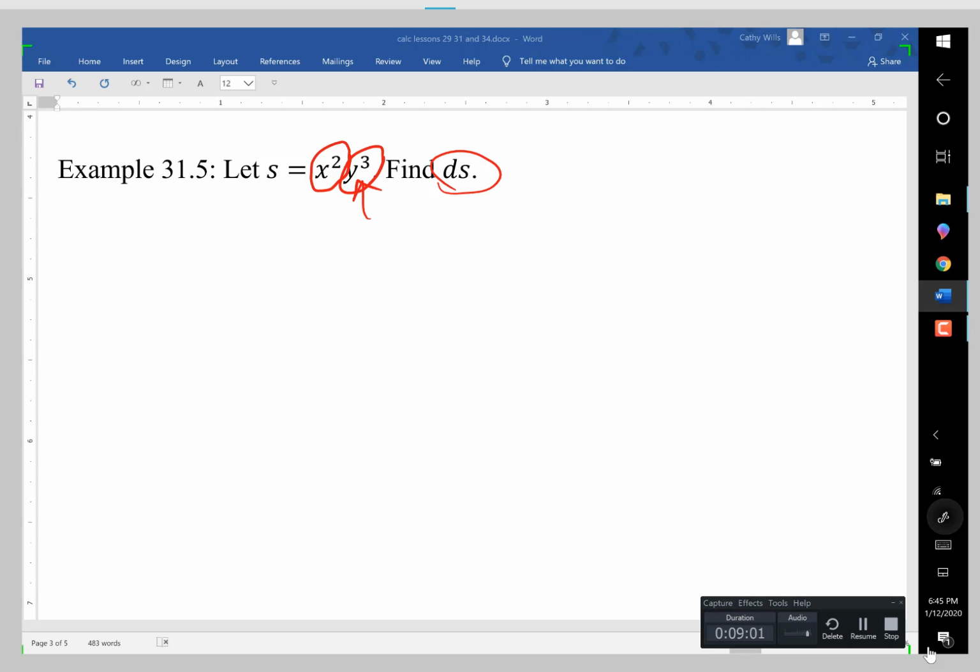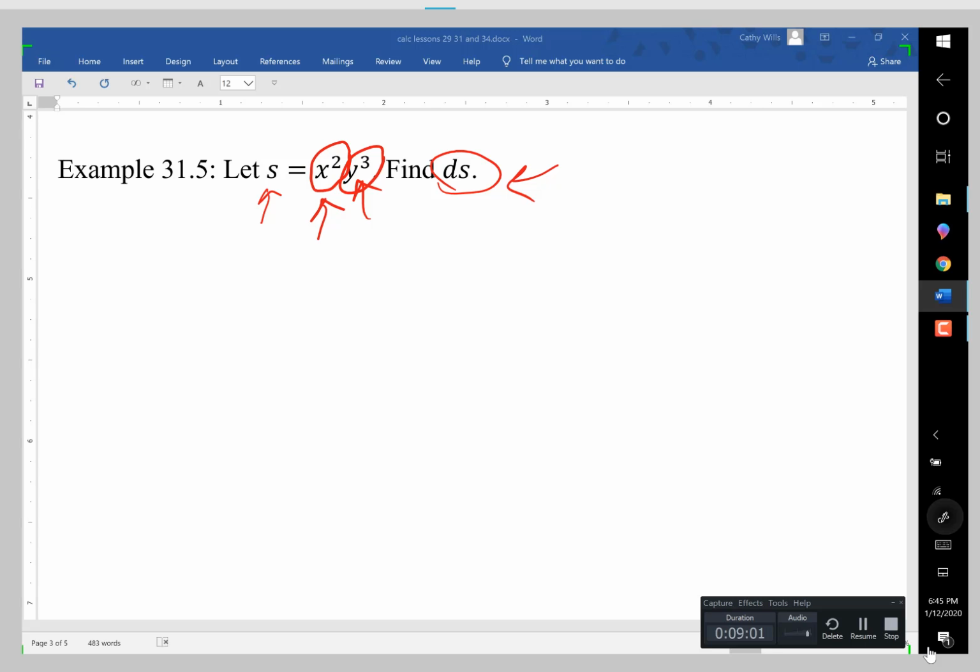So when you find ds, that is the differential of this thing, you have to do what it said earlier. That is, you have to find the differentials of these two functions. And then to find the differential of s, you take the first function times the differential of the second, plus the second function times the differential of the first. All right? So first let's find the differential of x squared.